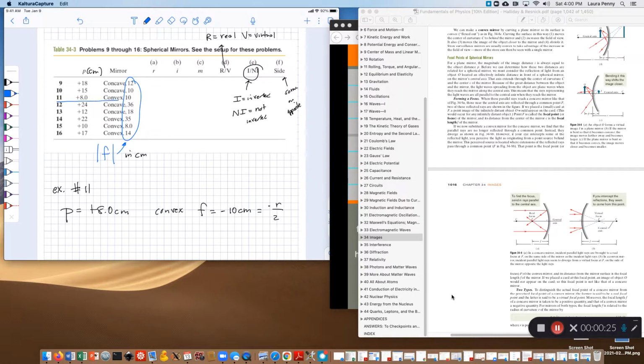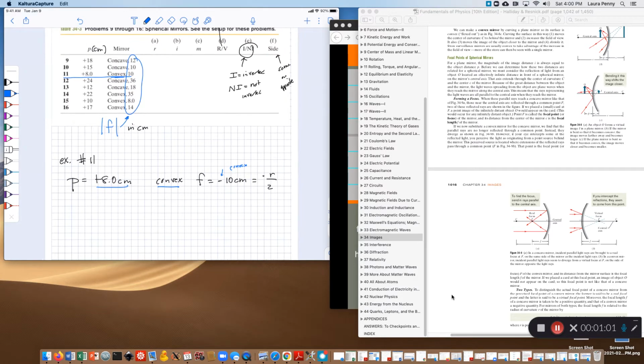Number 11 tells me that I have a P of 8 centimeters. It tells me I have a convex mirror where the magnitude of the focal length is 10 centimeters. Well, convex might have a 10 centimeter focal length, but it's a negative 10 centimeter focal length because it's convex. They didn't tell me that, so I need to remember that convex mirrors have a negative focal length. And then it asks me to find a variety of things.